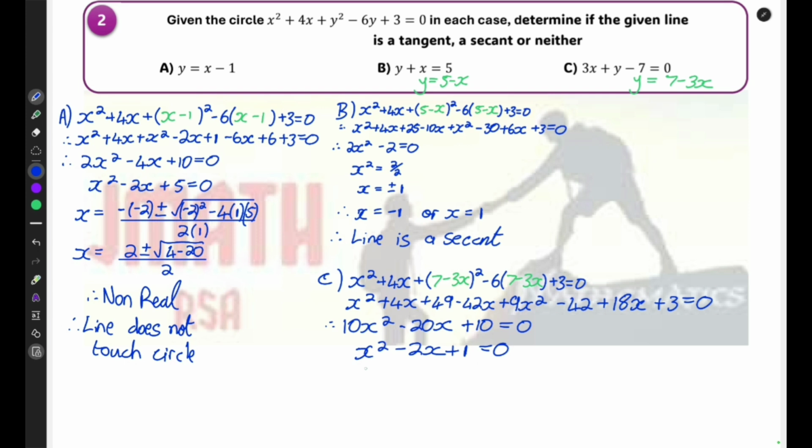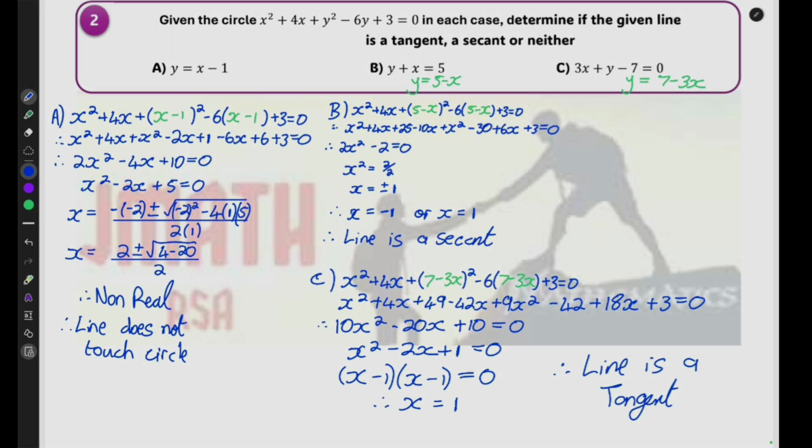And now if I factorize this, I can see this is just going to be a x minus 1. This would just be x minus 1 equals 0, and therefore x is equal to 1. That gives me one answer, and therefore the line is a tangent. Okay, I don't think it's very difficult, this concept. It's just very long and you need to write a lot. But if your algebra is strong and you practice, this is free marks in an exam.